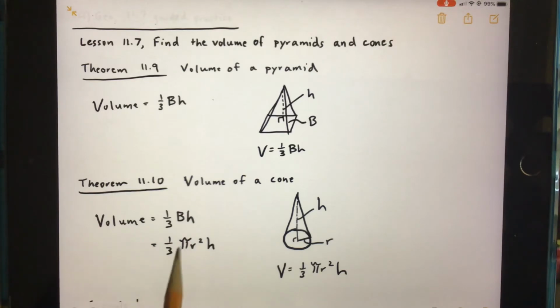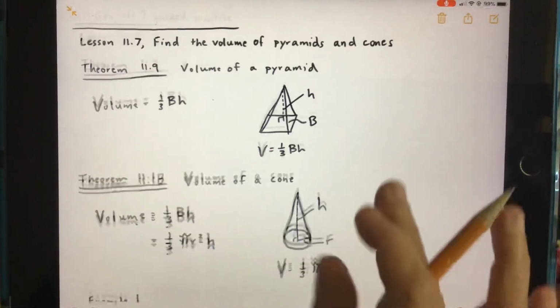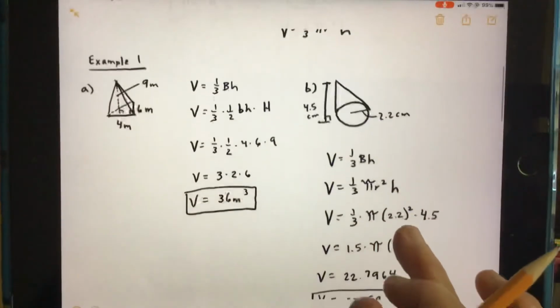So 1/3 of base times height will give you the volume of that cone, and the base of the cone will be the circle, so pi r squared for the area of that circle. So volume of a cone is 1/3 times pi r squared times h. All right, let's go ahead and work out some problems with these formulas.